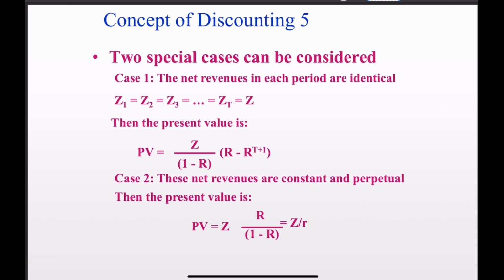Okay, so finally, let's look at the two specific cases that come up a lot in business. Case 1 is that the net revenue in each period is identical. Then we can get this present value. So what if the project brings in the same amount of money each year for a set number of years? There's a special formula for this, but don't worry about memorizing it. The important thing is that we can easily calculate the present value of all those future payments.